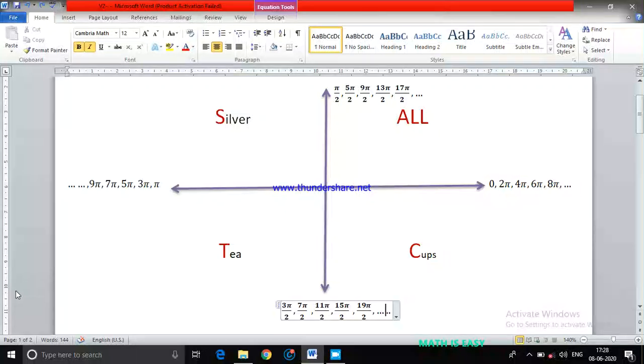Now the second method to remember is, if you see on the positive x-axis, all the even multiples of pi: 0, 2, 4, 6, 8, then 10, 12, 14, 16, it continues. All the even multiples of pi. And if you come on the negative x-axis side, you have pi, 3 pi, 5 pi, 7 pi, 9 pi, 11 pi, 13 pi. So all the odd multiples of pi.